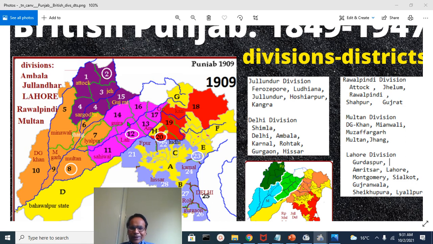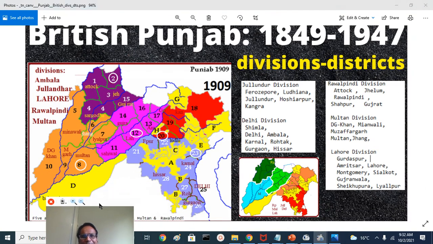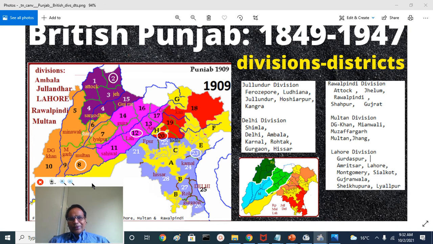Across the Ravi river there is Sheikhupura district and Gujranwala district generally. Later, Sheikhupura district was formed. Sometimes the Nankana district is formed, and so on. So here I am trying to give a general picture at a particular time, okay? And then we see the Lahore division. Lahore division is a very important division.